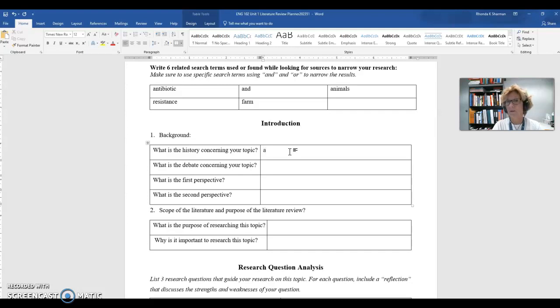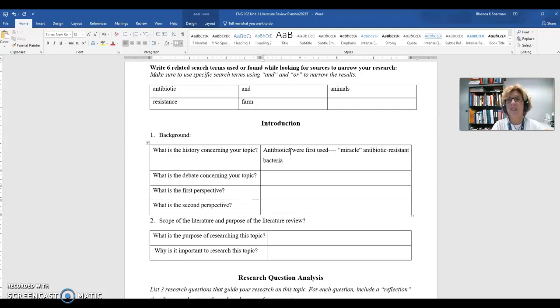In this case, it would probably be nice to know that antibiotics were first used such and such a date. They were considered a miracle. And then, of course, later on we had antibiotic resistant bacteria and other germs. And that raised, of course, the concern about what will happen if we no longer have effective antibiotics. So again, giving that background information.